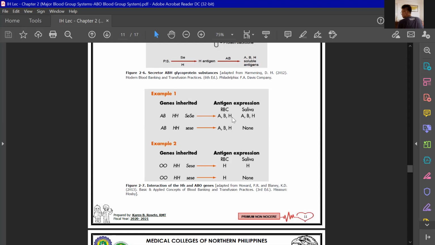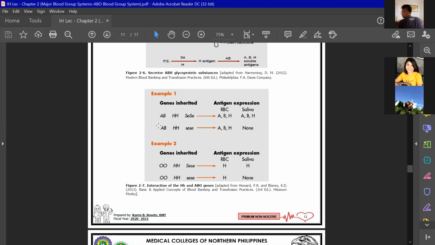Though in this RBC, there is a trace amount of H antigen. Bakit may H antigen pa doon? Because there might be a possibility that not all H antigens have been converted to A and B antigens. So there might be a trace amount of H antigen on the red cells. So in the saliva, we have here the presence of your A, B, and H soluble antigens in the body secretions.